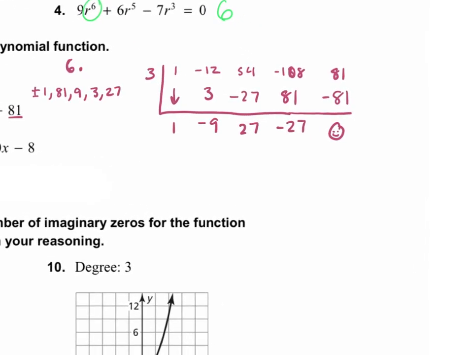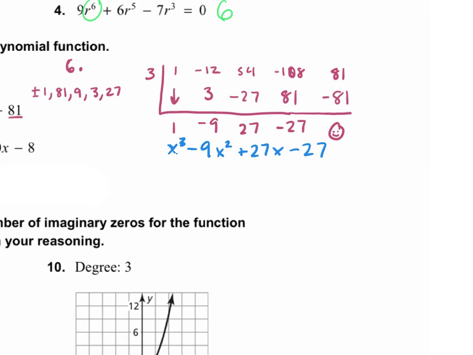All right, what do we do to find the rest of them? Make it into a polynomial function. So what do we start with? X cubed minus 9x squared plus 27x minus 27. Can we factor this? Nope. So what do we have to do again?